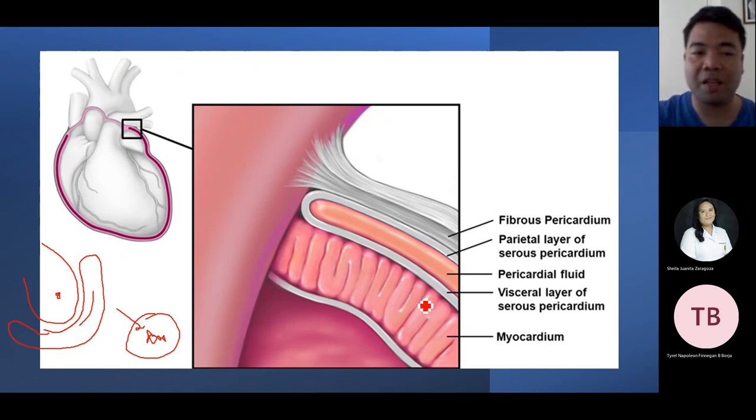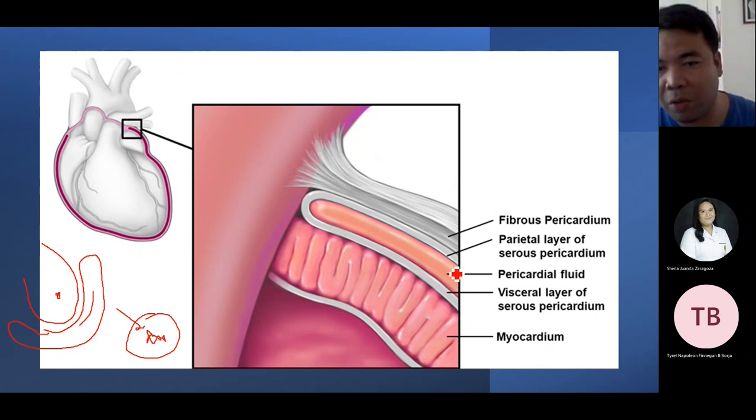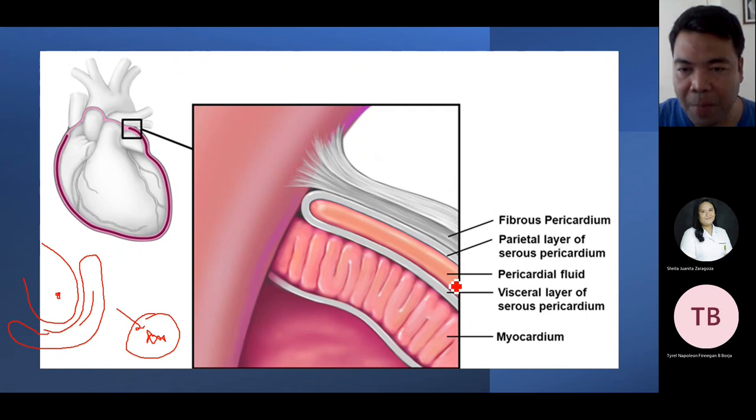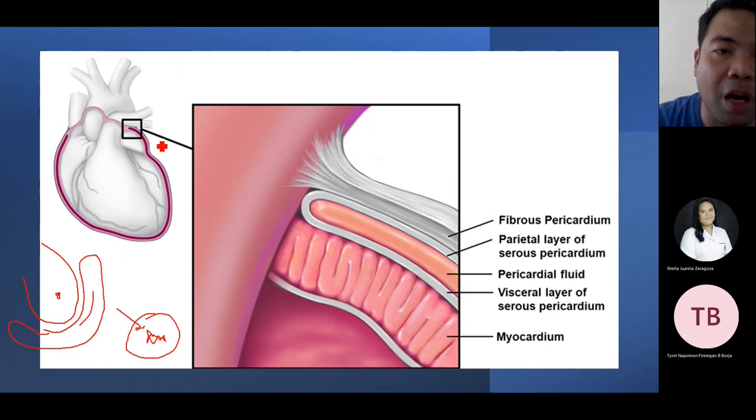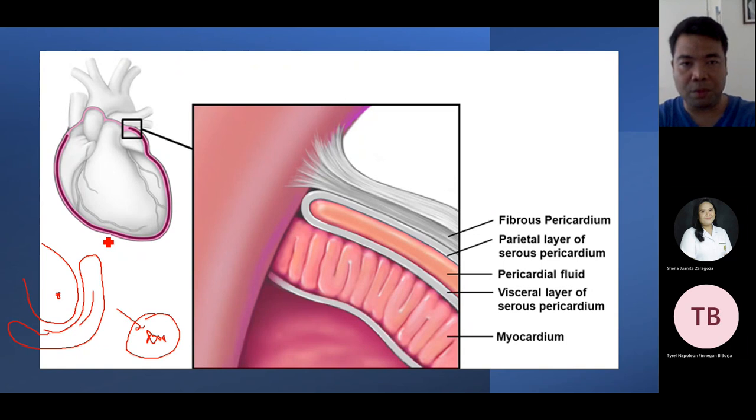And syempre, since there is a fluid inside that balloon, that fluid also will now surround the heart. And that is your pericardial fluid. Okay? So what is the main purpose or what is the function of that pericardial fluid? So yung dark purple, yung matingkad na purple, that represents the pericardial cavity that contains the pericardial fluid.